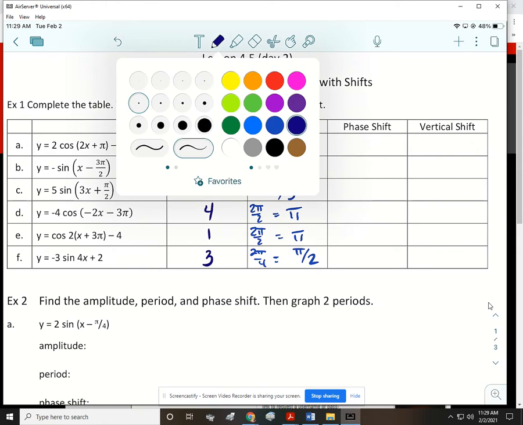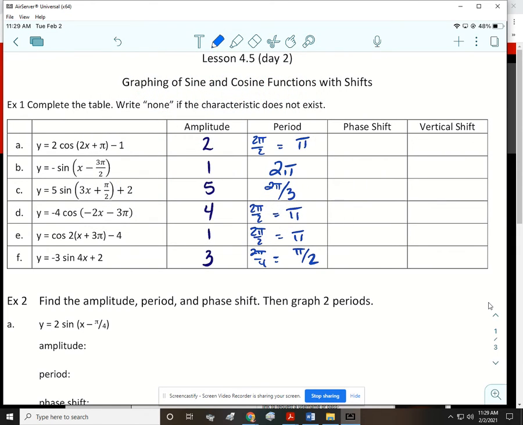And let's talk about the phase shift. For the phase shift, you remember you take this C and divide it by the B. So it's pi over 2, and then you need to tell the direction. A positive divided by positive is a positive, and if you're dividing by a positive, it's to the left. And then we go to B. It's this divided by 1, so it's going to be 3 pi over 2, and because of that minus, it's going to go to the right.